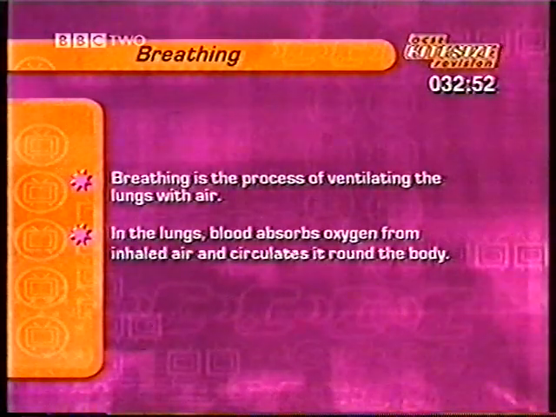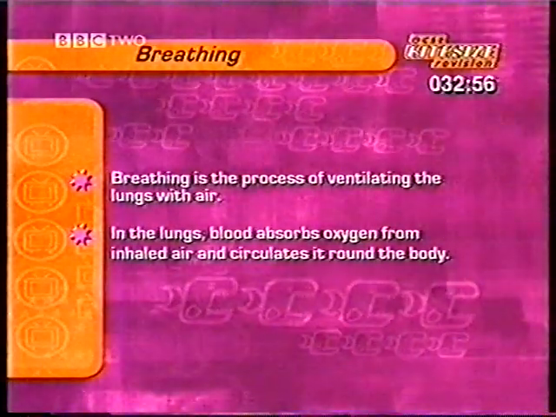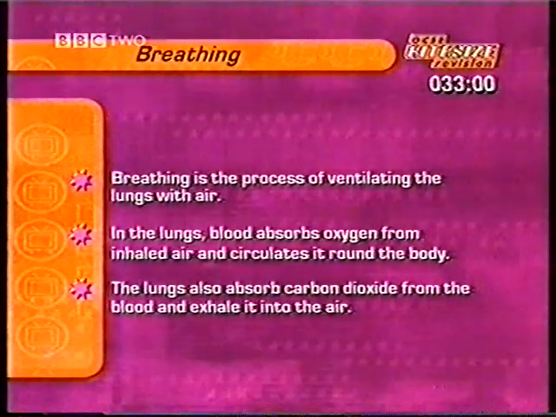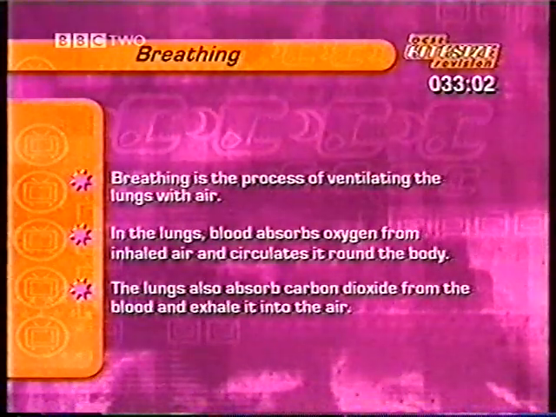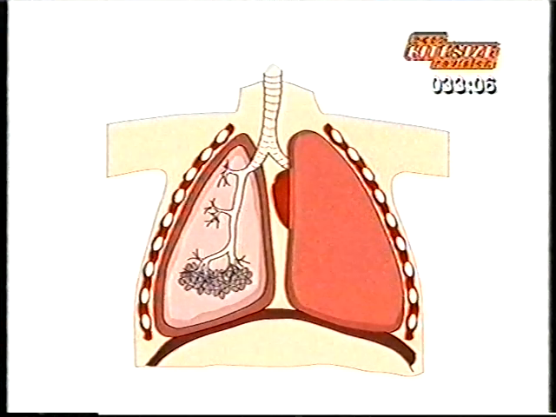Inside the lungs, blood absorbs oxygen from the inhaled air and circulates it around the body. The lungs also absorb carbon dioxide from the blood in the lungs and exhale it into the air. But how do they do it? Here's a diagram of the lungs. This is how ventilation takes place.